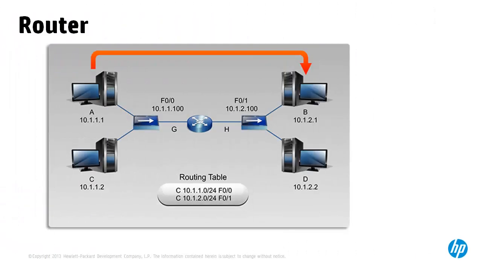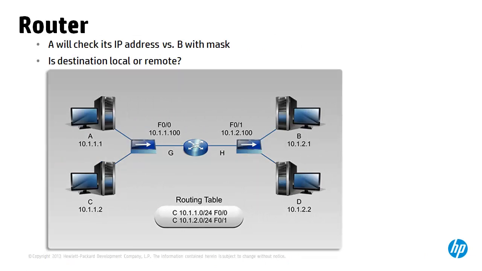Now what would happen if PC A with IP address 10.1.1.1 wants to send traffic to device B with IP address 10.1.2.1? Please note that these devices are in separate subnets. We are using a /24 mask in this topology, so A is in a different subnet to B. Now the first thing the PC will do is to check whether the IP address it's trying to communicate with is in a separate subnet to itself.